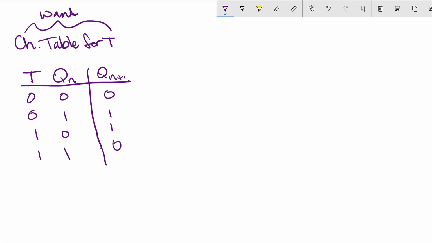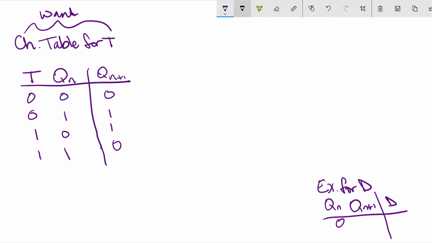So over here, I'm just going to draw the excitation table for D really tiny. So the excitation for D, that was Qn plus 1, and D over here. So 0, y'all can't see that. Let me rewrite that.